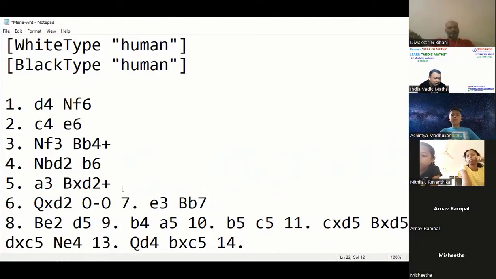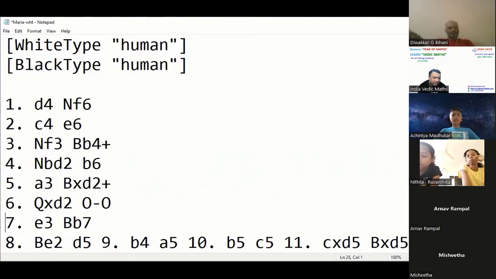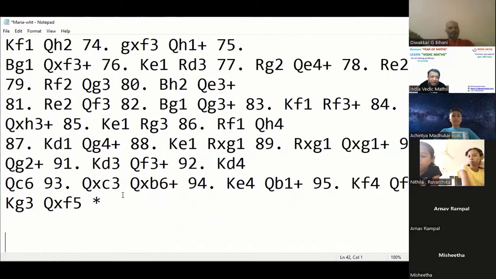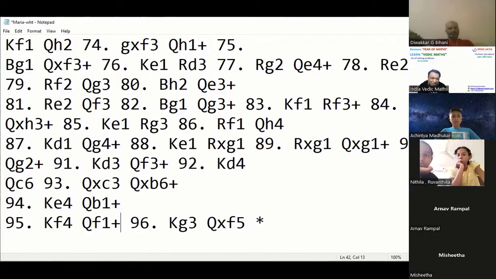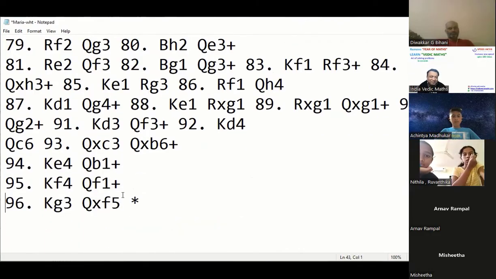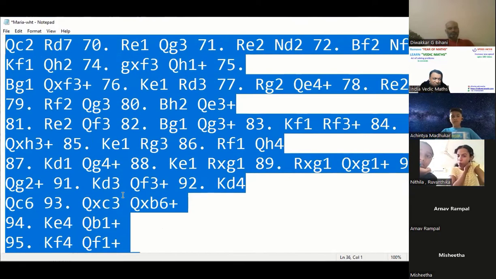Understood? So this is a marathon game that is going on. For me, if you see, it's still at 94 moves; this game is still not finished. Can you believe that? This is my ongoing game. I'll show you the game also. 96 moves have happened. The game is still going on. So this is how a PGN file looks.